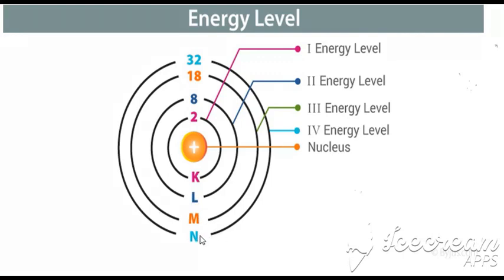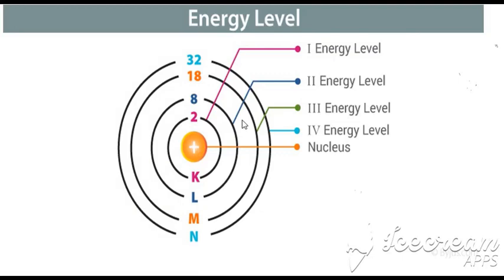And these shells you are seeing have different numbers of electrons they can accommodate. For example, the first shell can accommodate up to 2 electrons. The second shell can accommodate up to 8 electrons. The third shell, represented by M, can accommodate up to 18, and the last shell, represented by N, can accommodate 32 electrons.